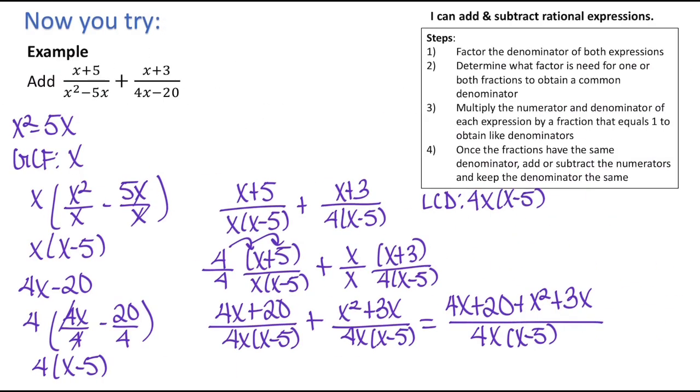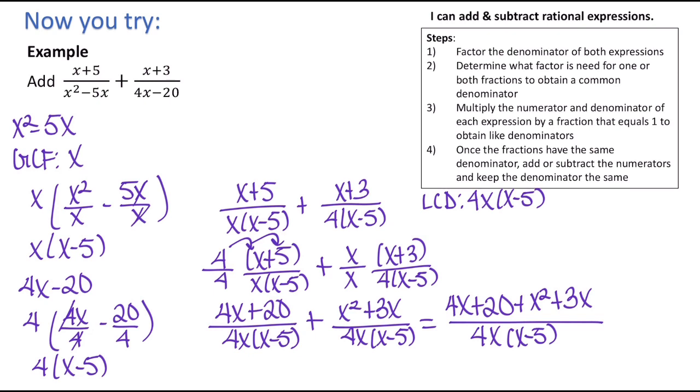So in this, we want to once again factor both denominators. So the first denominator is x times x minus 5. The second denominator will be 4x minus 20. So that is going to be 4 times x minus 5 because that is a GCF of 4. So the least common denominator is going to be 4x times x minus 5. So the first rational expression we need to multiply by 4 over 4. And the second one we need to multiply by x over x.